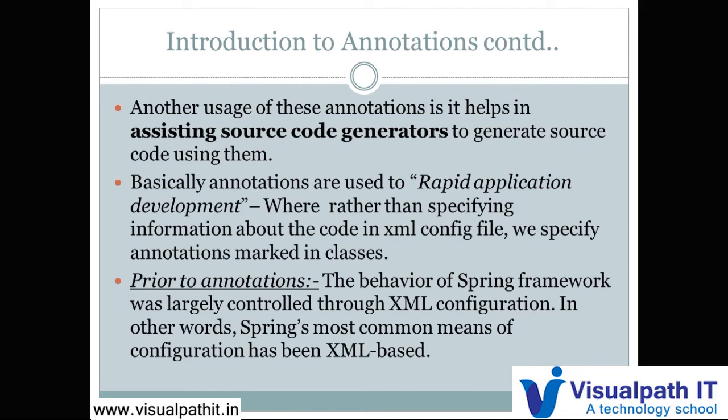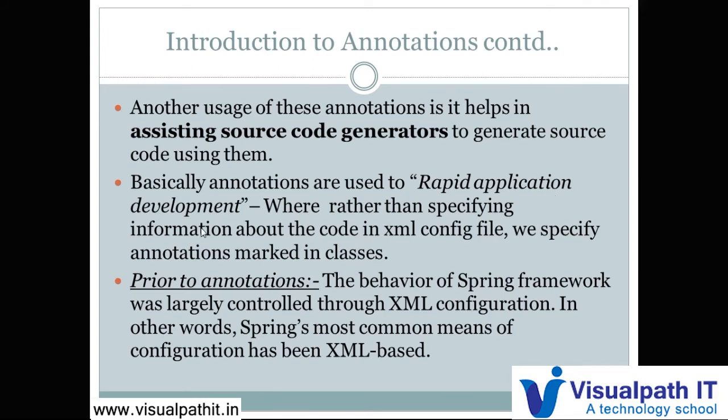Also, if we take an example like @EJB, we are providing documentation assistance. That particular class is exposed as an enterprise Java bean, and the container needs to understand that it is an enterprise Java bean or an EJB, but not a regular POJO class. It provides a documentation assistance. So how is it helpful? It is basically used in rapid application development.